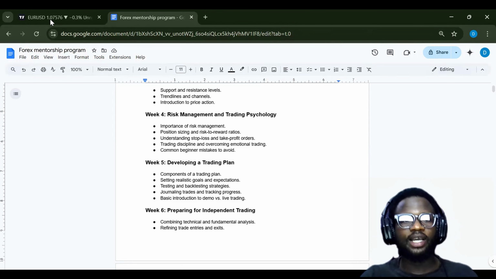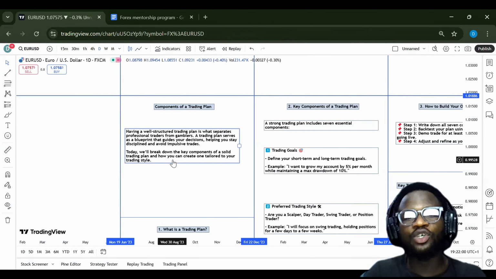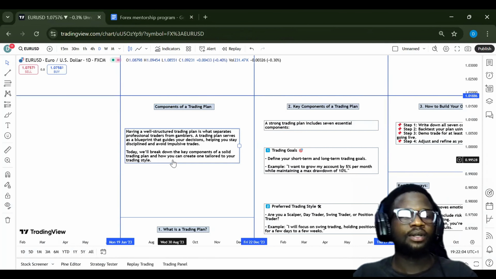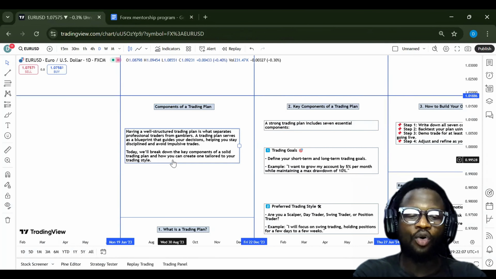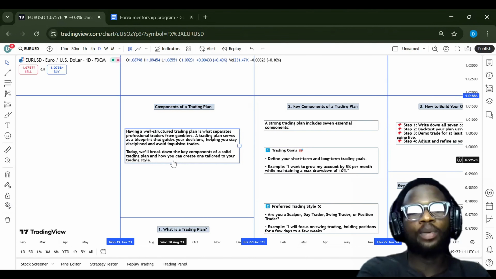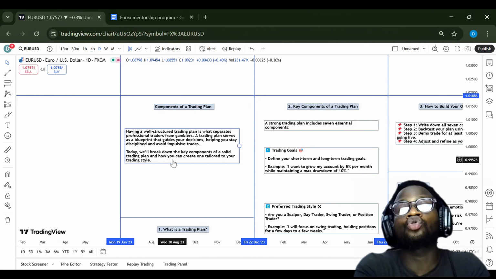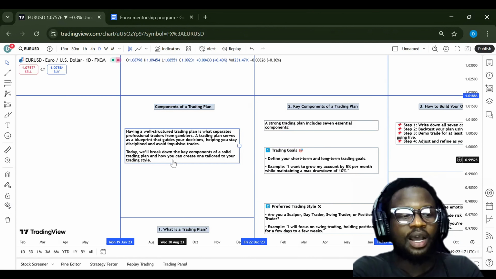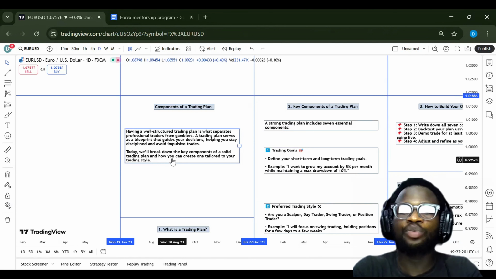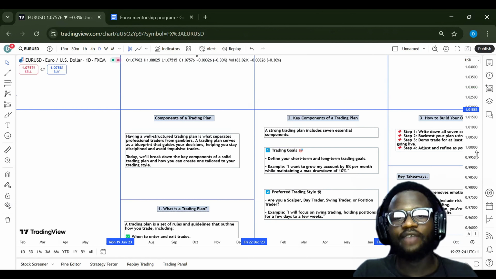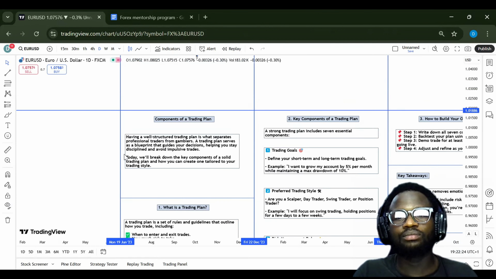So today, the first thing we are looking at is components of a trading plan. For a good trading plan, there are a lot of things that go in there, because you can't just get into a market position and want to make profit without having a plan on how to make your profit and some things that you're going to be doing along the way in your endeavor as a newbie, as a beginner. All right, so let's get into it.